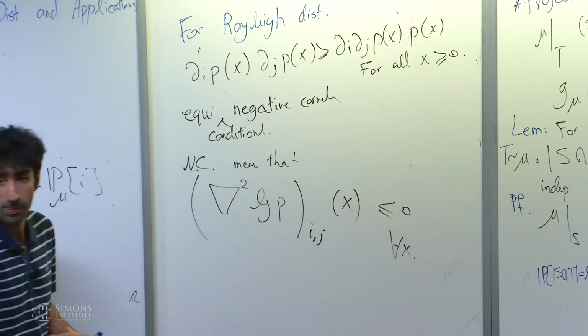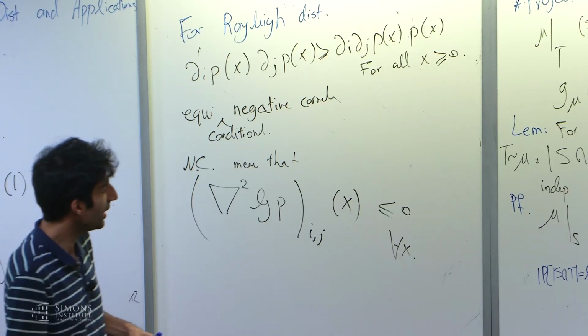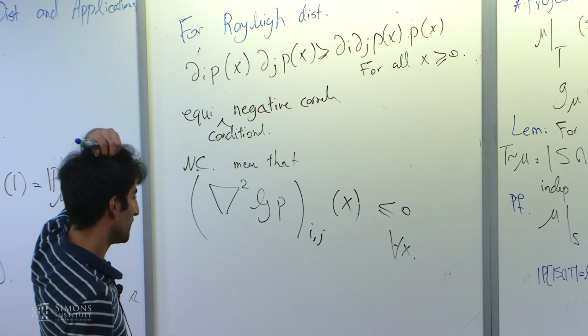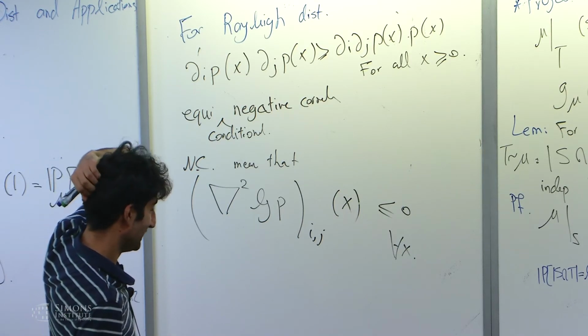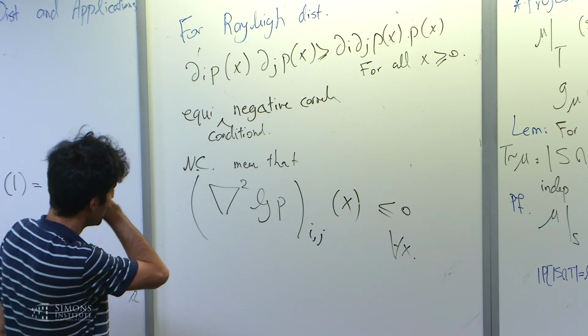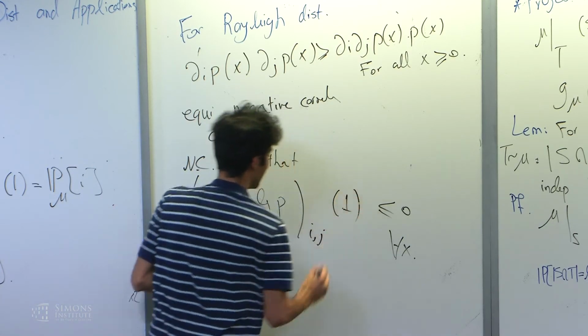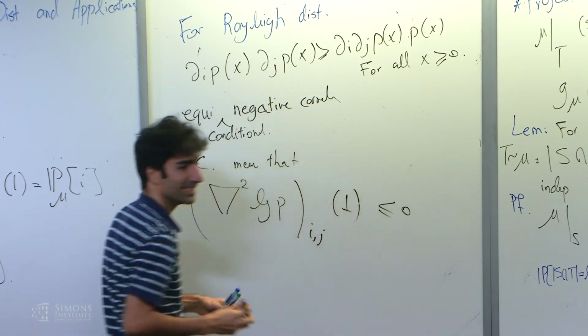Oh no, this is not exactly the Hessian. You need to divide by p squared. Sorry, I need to divide by p squared. You're right. In the homogeneous case, the diagonal is also fine on the positive orthant. I think it's better to say it for all ones. Let's say it for all ones. It's better.